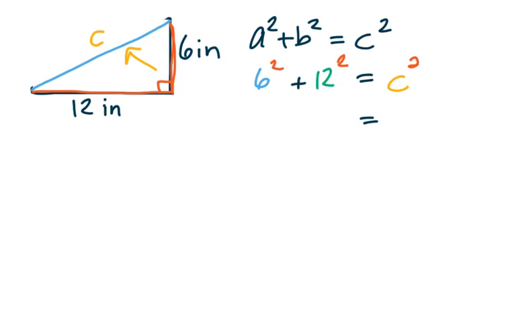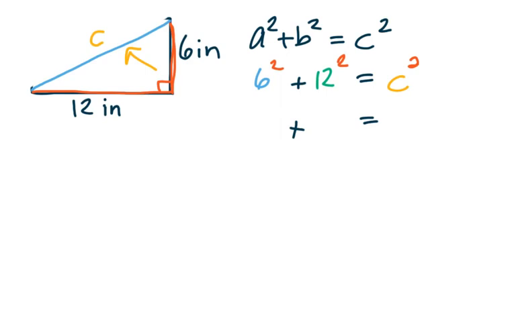Now remember the things we've talked about. You have to make sure that you follow the order of operations. You have to square before you add. And we also have to keep in mind that squaring means multiplying by itself, not multiplying by 2.